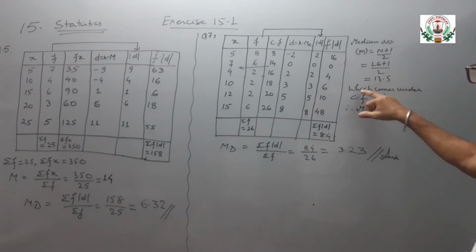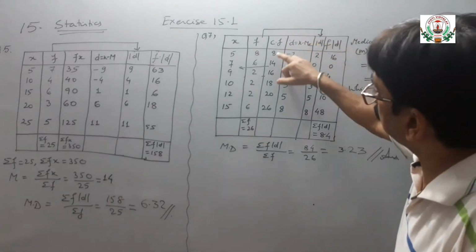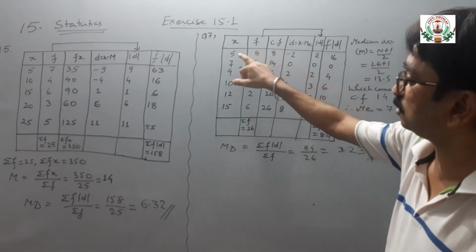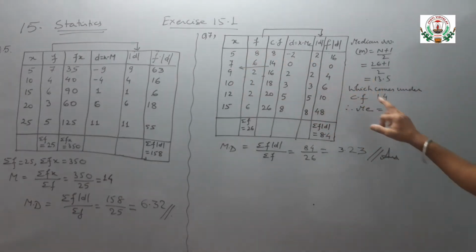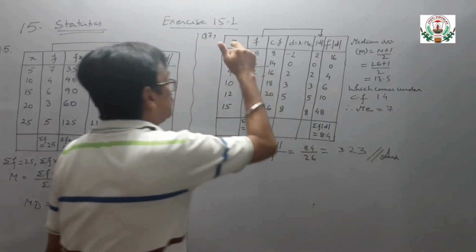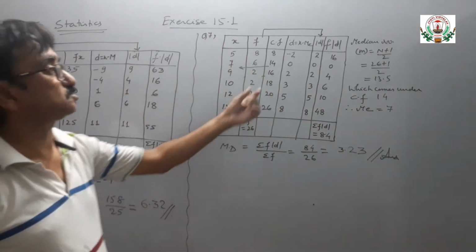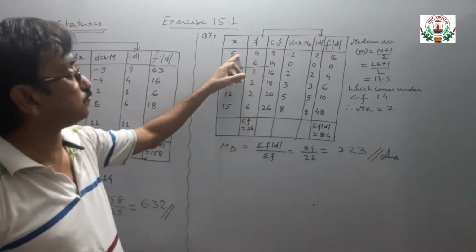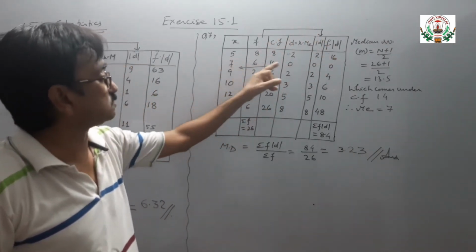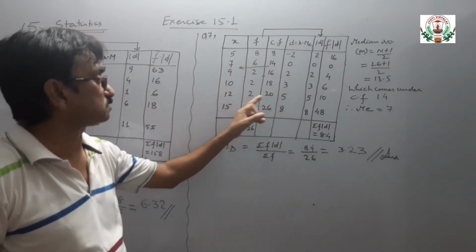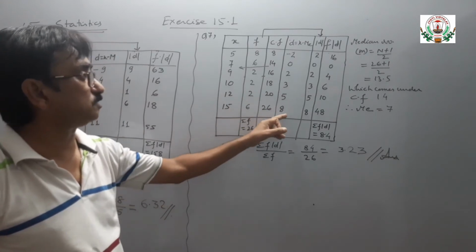This 13.5 comes under the cumulative frequency column. First it just approaches 14 and its corresponding value is 7, so the median will be 7. Now we have to subtract this median from each of the variates, as the formula is D equals x minus M, the median. So 5 minus 7 is minus 2, 7 minus 7 is 0, 9 minus 7 is 2, 10 minus 7 is 3, 12 minus 7 is 5, 15 minus 7 is 8.